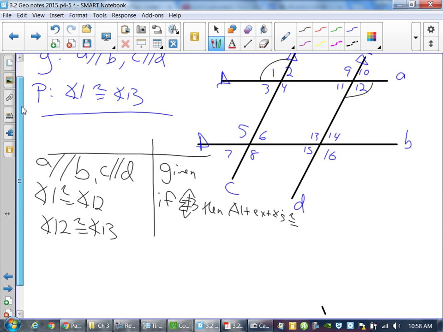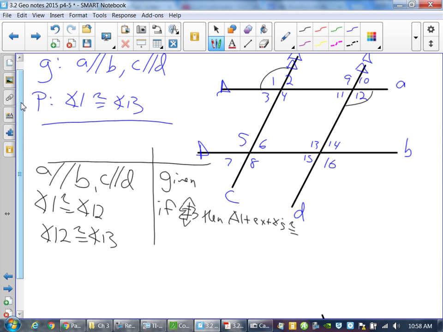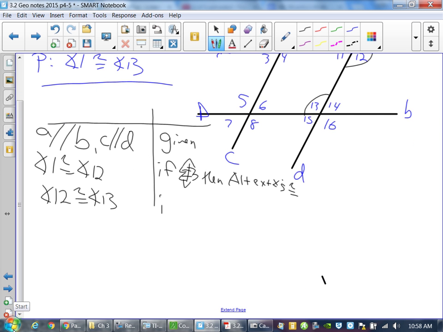Angles 12 and 13 are congruent to one another, so I look at the diagram. What's the angle pair relationship between 12 and 13? Alternate interior. So my reason: the parallels have a transversal. Oh, that's how you do it? Yeah, interior.